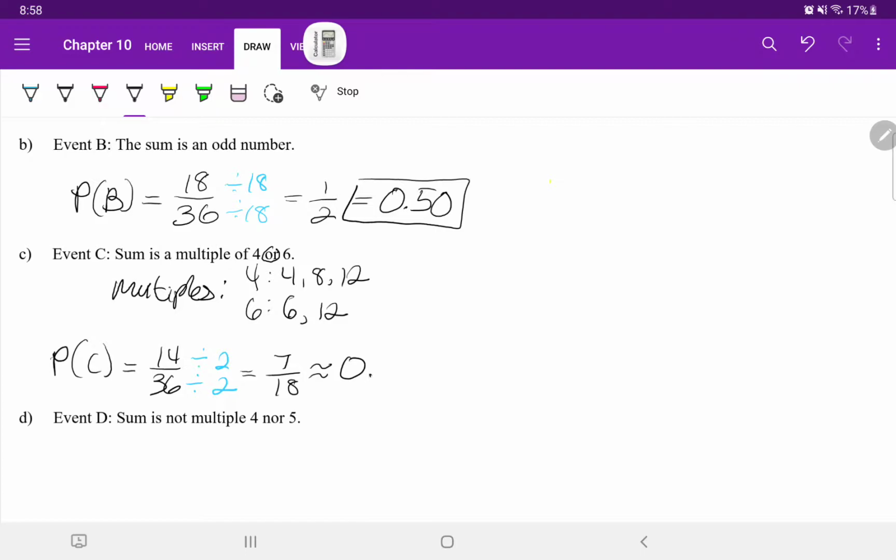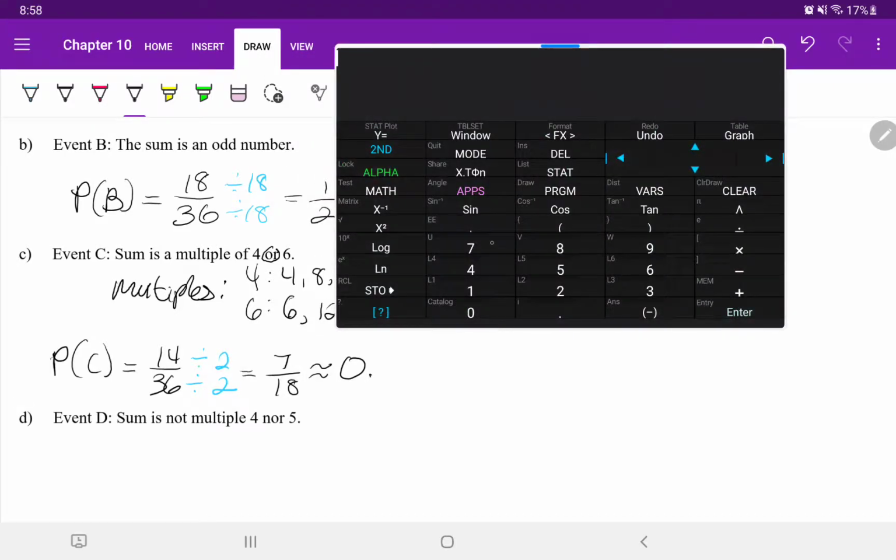And as a decimal, let's divide that. 7 divided by 18. That's going to equal 0.39 when I round to two places after the decimal. That 8 will make the other 8 round up to a 9.